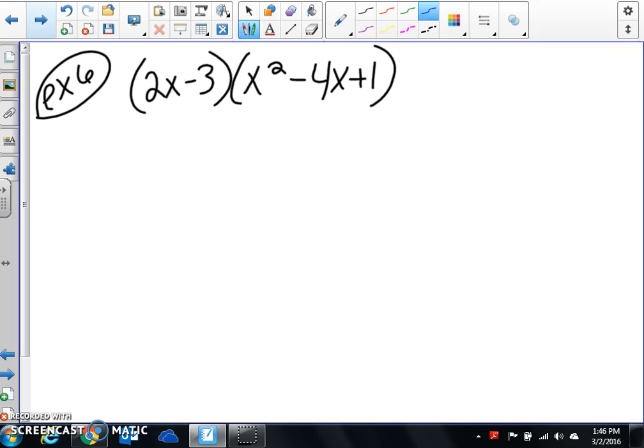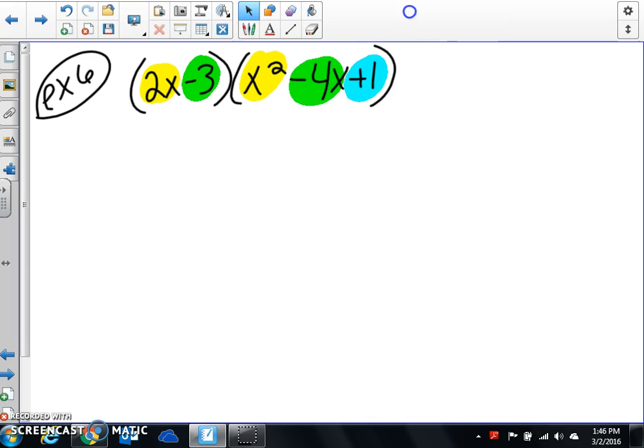And last one for our practice problems. All right, this time we have a binomial times a trinomial. Right? We have 2 terms times 3 terms. It's the same idea though, so you're going to start by distributing out the 2x. So if we have 2 by 3, we're going to have 6 arrows.